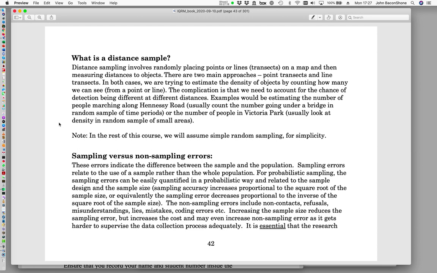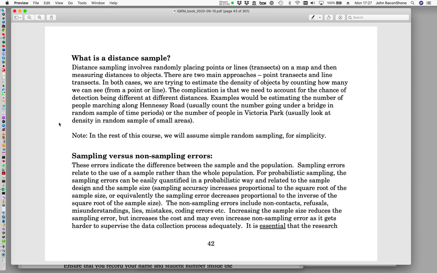Okay. Now there's also geographical samples. So for example, distance sampling. The idea would be you start out with a map. You either randomly put points on a map or lines on a map, and then you measure distances to objects. So for example, in the past I have done counts of how many people are marching along Hennessy Road. The way we usually would handle that is count the number of people going under a bridge in a random sample of time periods.